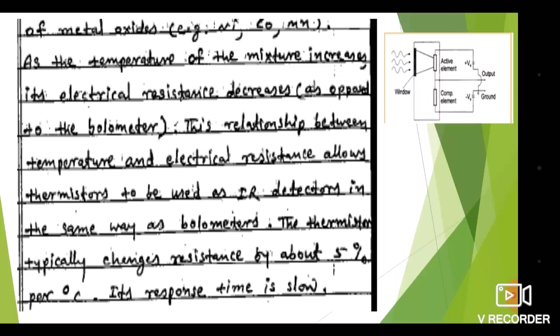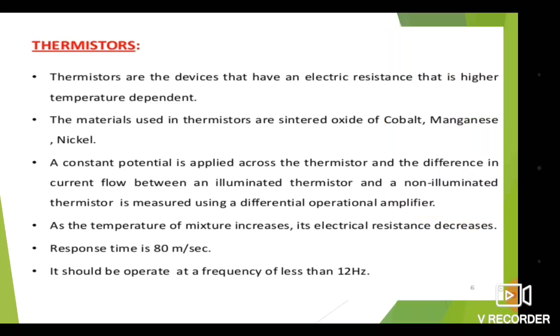If you raise the temperature of the mixture, then electrical resistance decreases. This relationship between temperature and electrical resistance is what makes the thermistor useful as an IR detector. Like a bolometer, the thermistor typically changes resistance about 5% per degree Celsius. That means a 1 degree Celsius increase in temperature gives a 5% decrease in resistance. So its response time is slow.